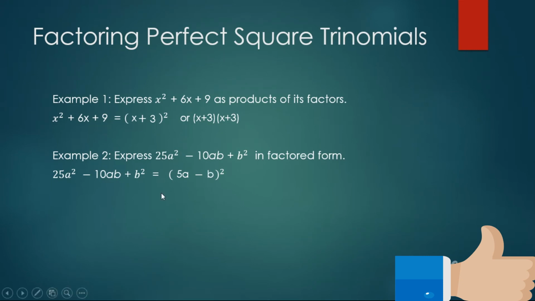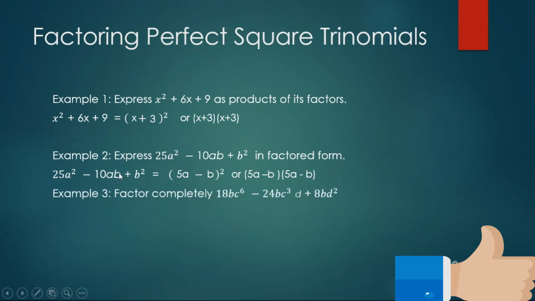Try po natin siyang i-check. 5 times 1 is 5. A times b is ab. Double it or times 2 kasi twice daw po. So, 5ab times 2 is 10ab. Meaning, dapat po natin talagang i-apply yung ating pattern. At pwede rin natin siyang isulat as 5a minus b times 5a minus b.